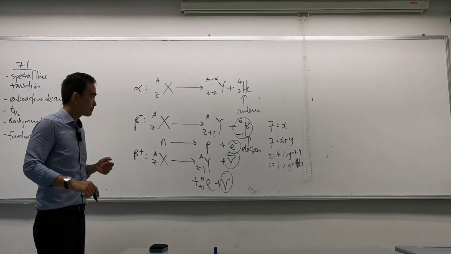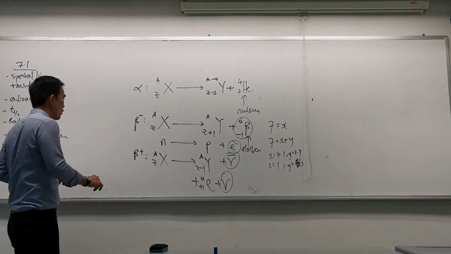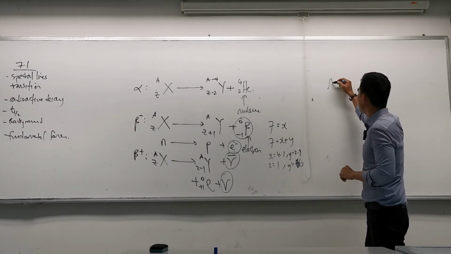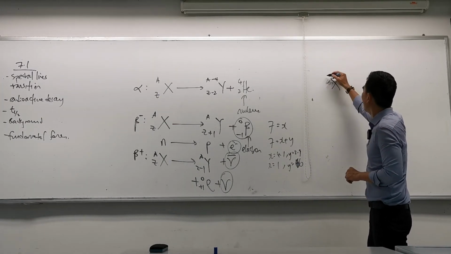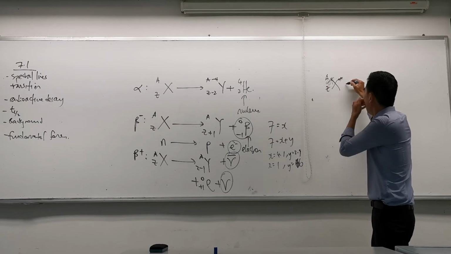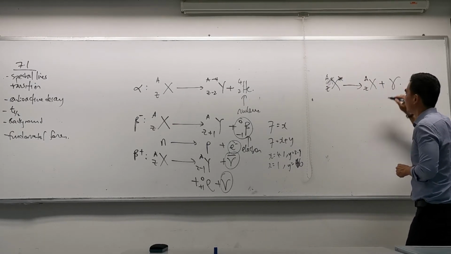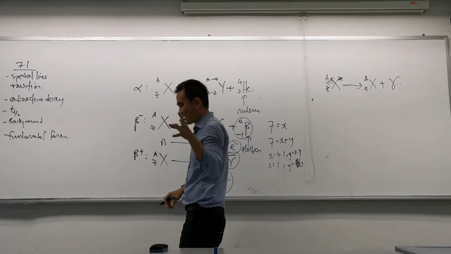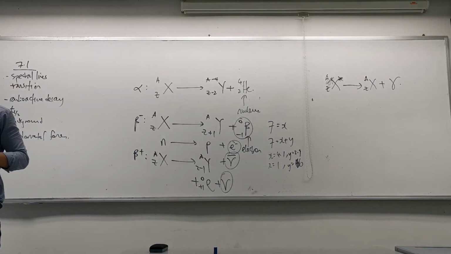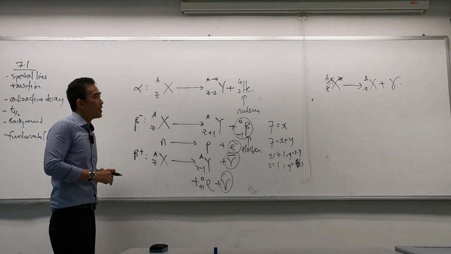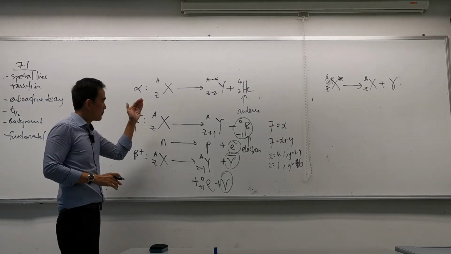Lastly, gamma. Gamma is the simplest of all because it involves not much of a change in terms of the composition. All you need to know is that it goes from an excited state, which is represented by the star, to an unexcited state represented by the one without the star. So that's a process that usually happens after this and this.